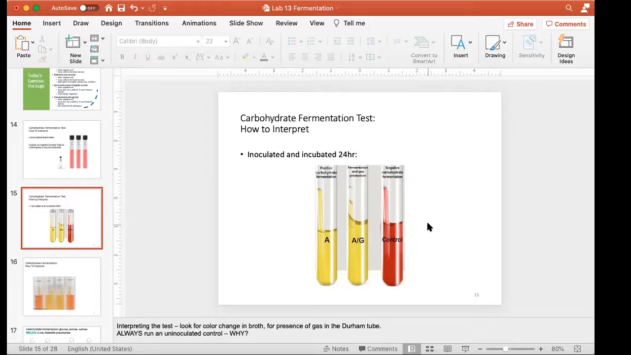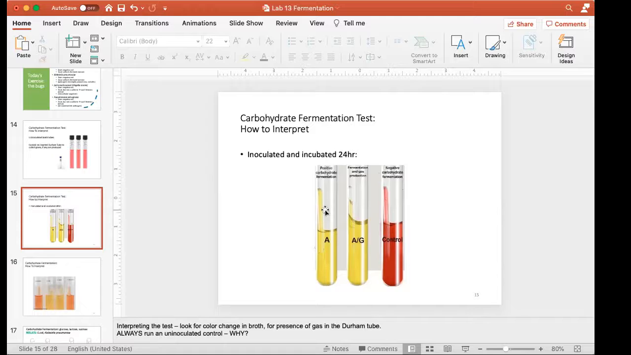We're looking for 2 things in this test. We're looking for a color change to yellow. If we see yellow the next day, it tells us that that organism fermented the sugar that was in the tube and produced an acid byproduct. And we're going to look for gas. We're going to look for a bubble of gas. We're going to look for the liquid in the Durham tube to be displaced by a bubble of gas.